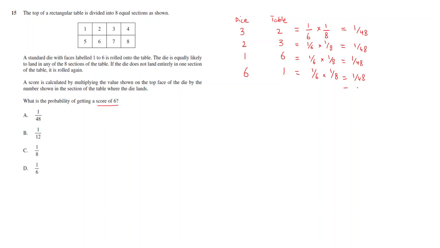So your total probability would be the sum of these, which would be 4 over 48, and if you simplify it a bit, it would be 1 divided by 12. So your answer would be B.